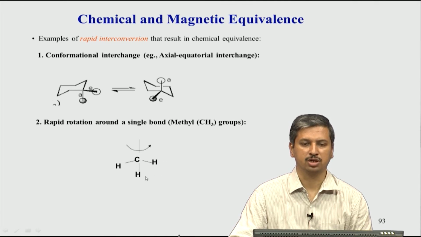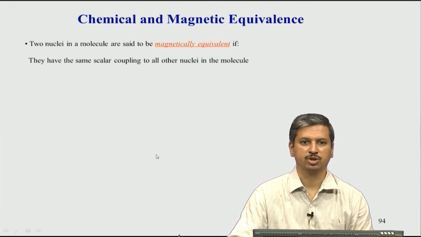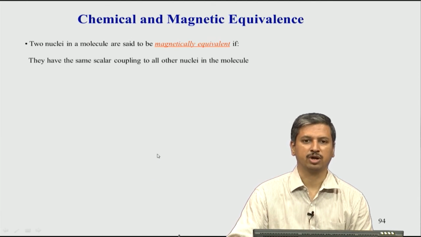So, methyl groups are always chemically equivalent in NMR spectroscopy. It is very difficult to make the methyl hydrogens inequivalent. That is only possible if you freeze the methyl group, but even in a solid state these methyl groups rotate very rapidly. Therefore, all three hydrogens in a methyl are always interconvertible and always equivalent. So, this is basically the concept of chemical equivalence.